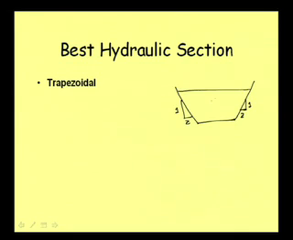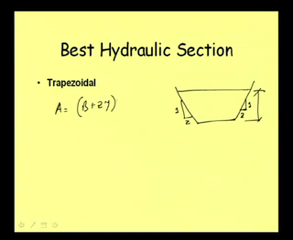Say depth is y. Well, now in the case of the trapezoidal section, we can write that area is equal to (B plus Z y) into y.